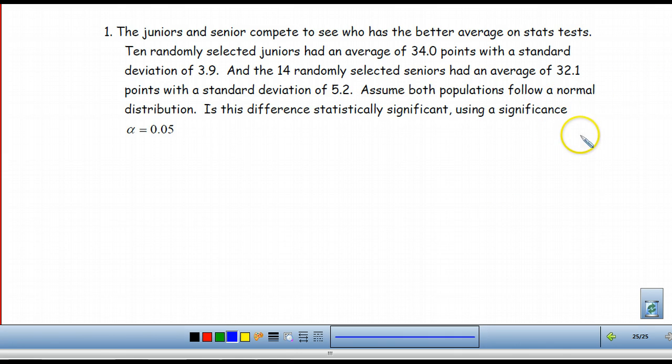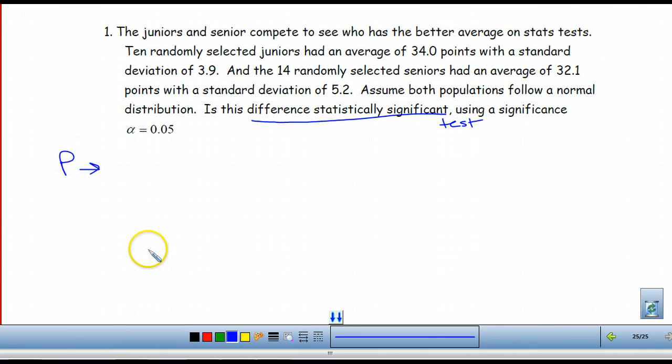So this doesn't specifically say do a test or do a confidence interval. Remember, with a confidence interval, we're looking for a number. We're estimating the difference or estimating a standard deviation. In this case, we're saying, is this statistically significant? So this means that I'm running a test, which means I'm going to be doing PHANTOMS. Let's start with our P.